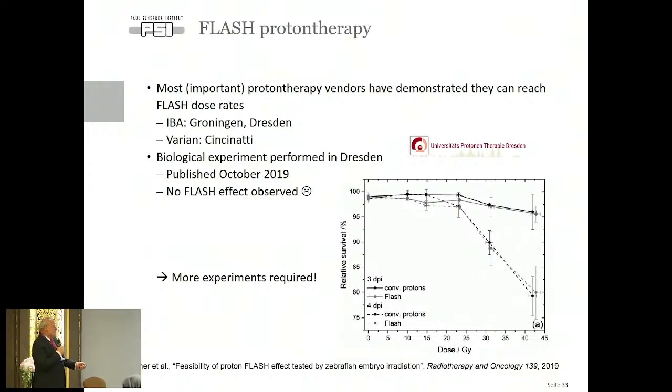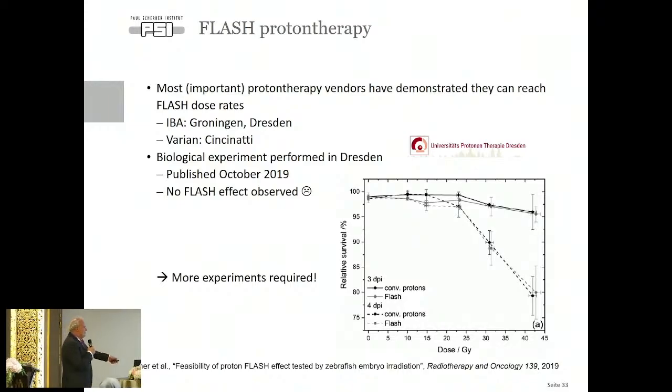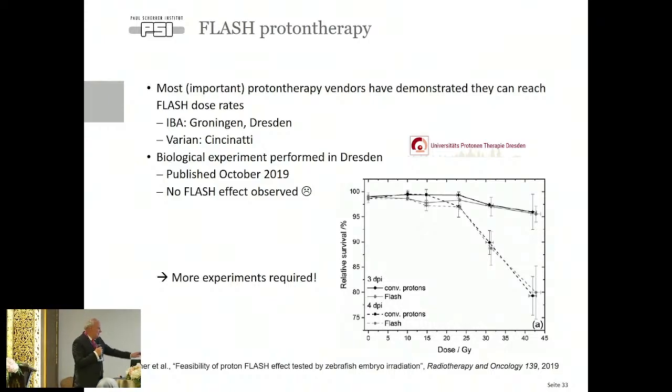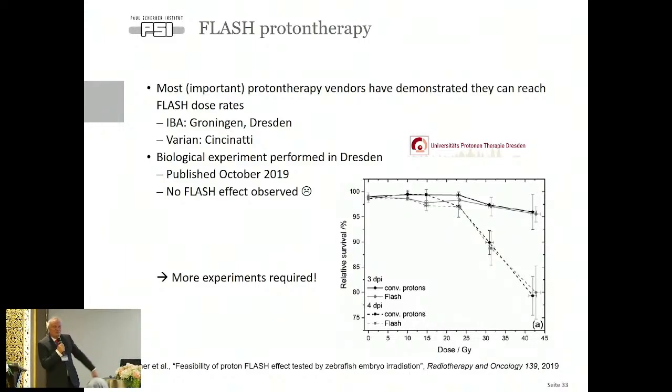And all the important vendors started experiments, at IBA here and Varian, even now clinical trials. And this here is a result from Dresden, which is an IBA facility. Let's not go too much into detail. If there is a flash effect with protons, you should see a difference between these two curves, and you don't see a difference. So question mark, no flash effect for protons, so the answer is more experiments required. This was published in 2019.